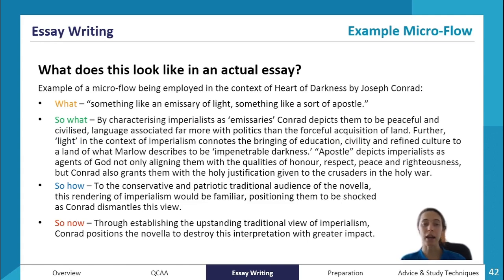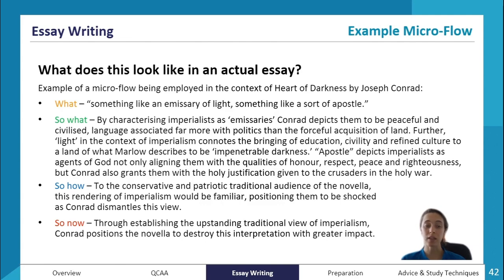Okay, so what does this look like in an actual essay? So a bit of a micro flow here in the context of this particular Heart of Darkness text by Joseph Conrad. So what? Something like an emissionary of light, something like a sort of... and so we've got a quote there, and then we can look at so what? What does it mean? Why does the audience need to care about your mention of this quote in terms of what it means to what you're trying to say?